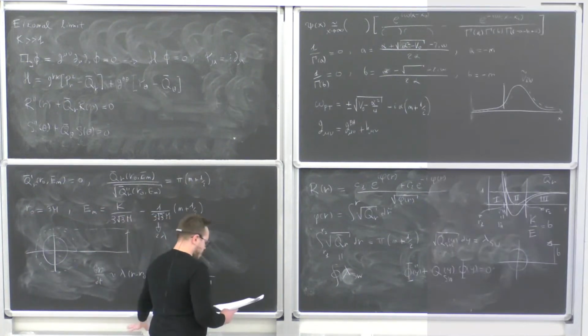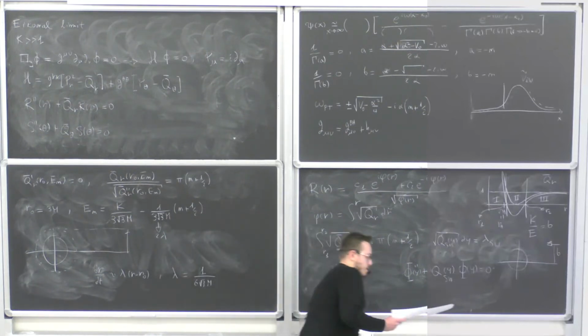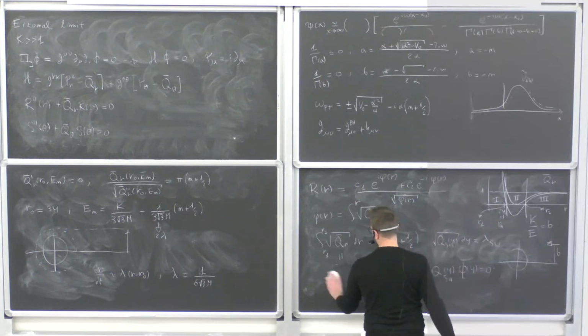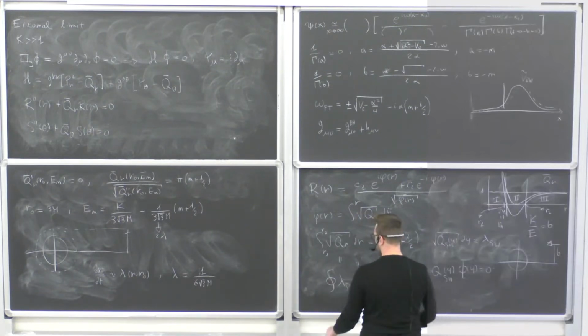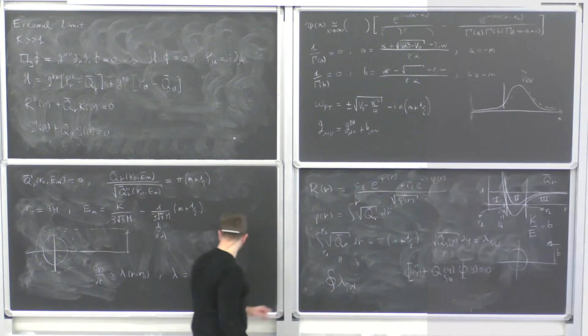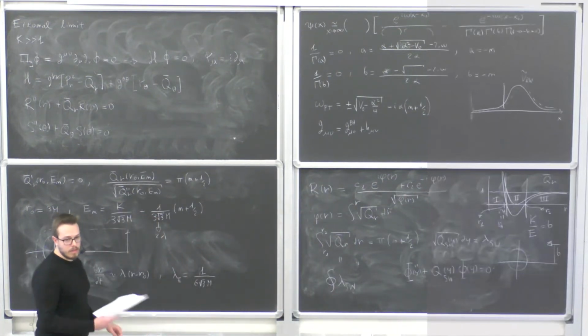Okay, after this comment, I can start talking about the connection with the Seiberg-Witten. Sorry, let me call this lambda E, because we call them Lyapunov exponent.